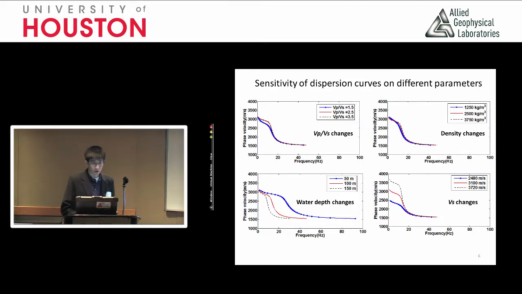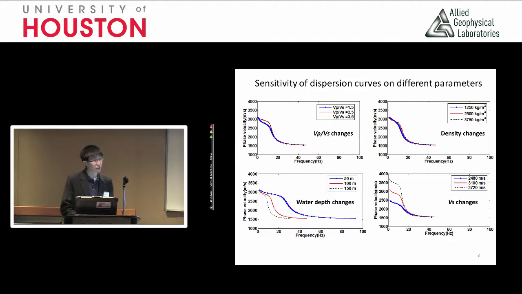First, we only change the P wave velocity and fix the shear wave velocity. So in essence, we are changing the P wave shear wave ratio over here. We can see that if we change the P wave shear wave ratio, the guided wave curve doesn't change very much. And also we change the density and fix other parameters over here. And we can see that the curve is also not sensitive to the density. And also if we change the water depth and fix other parameters, we can see that the guided wave curve is pretty sensitive to the water depth.